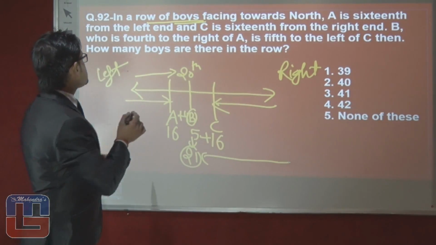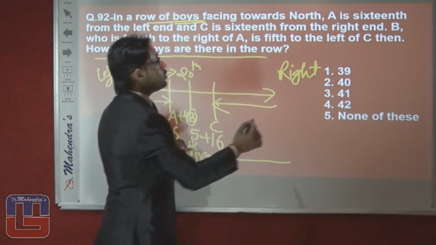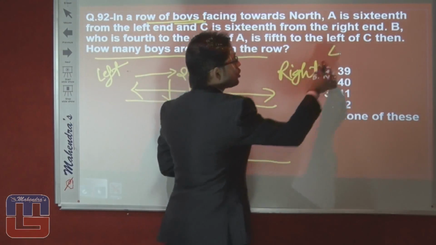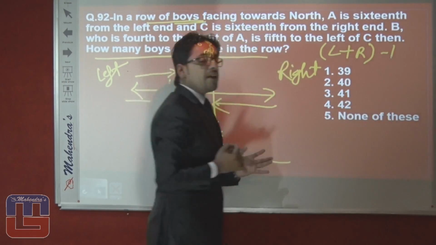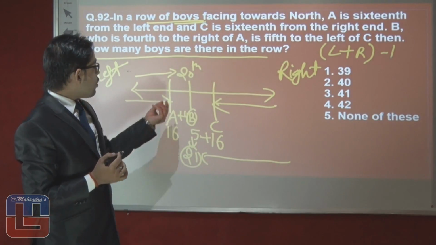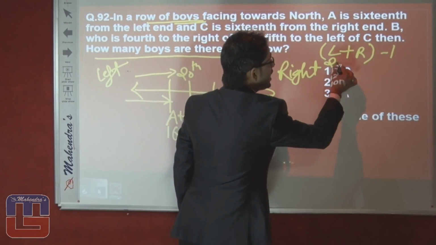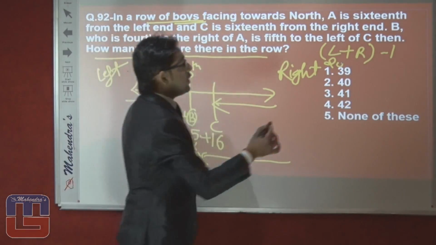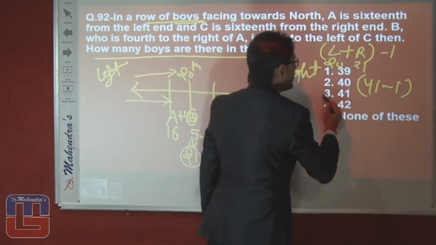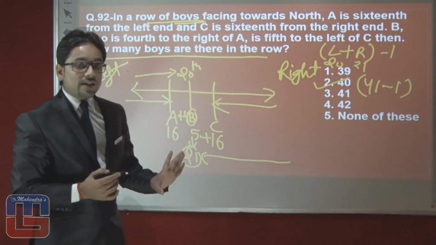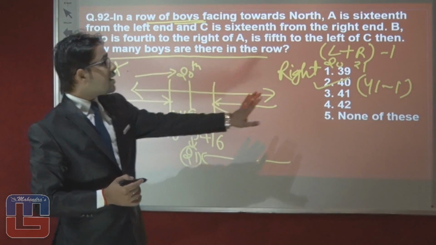Now the examiner is asking how many boys are there in the row. Now we can easily say we have to add the position from the left hand side and the position from the right hand side, and lastly we have to minus 1. Why do we have to minus 1? Because we have already considered B from left and B from right. You can see B is 20th from left and 21st from right, which is 41. And when we minus 1, the correct answer of this question will be 40. So we can say that the total number of boys in this row is 40.